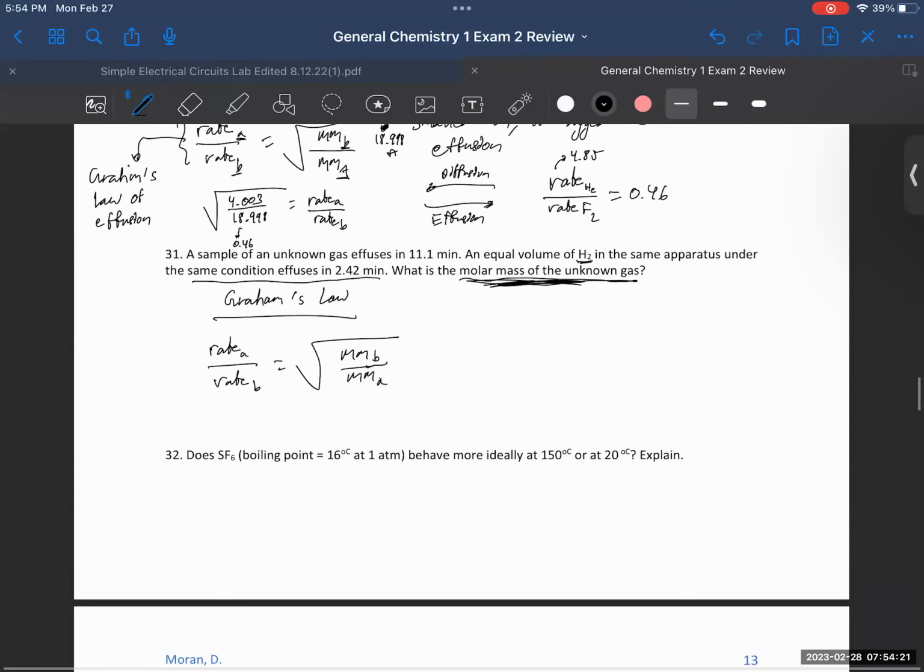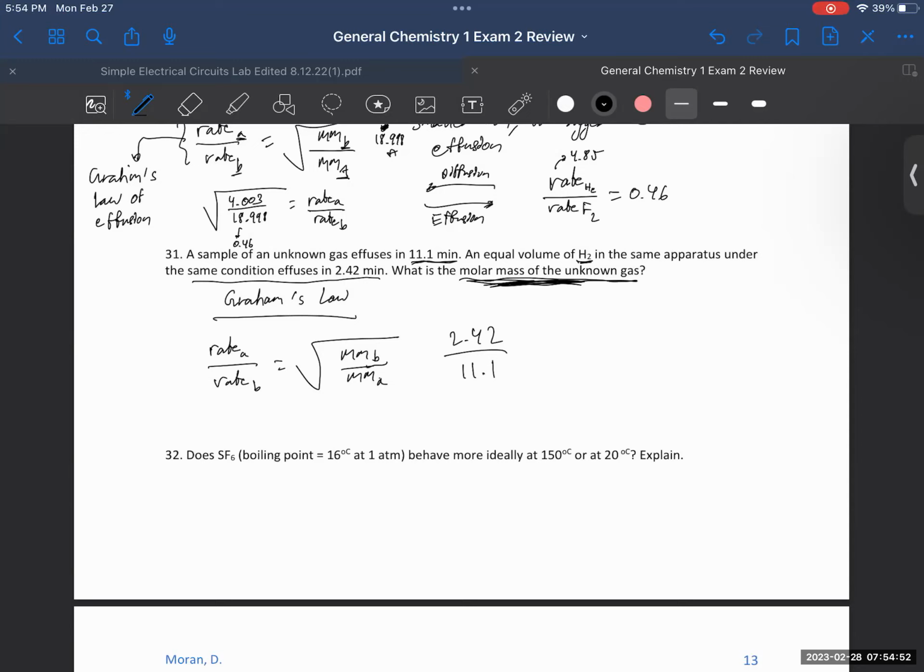So here we have a sample of an unknown gas effusing in 11.1 minutes. Let's make the unknown B. Why? Because unknowns are beta. I don't know, I'm just gonna pick. Really that's all you have to do. Just make one of them A, one of them B, but be consistent. Don't flip them. I'm gonna make the hydrogen A, so it's 2.42 over 11.1.